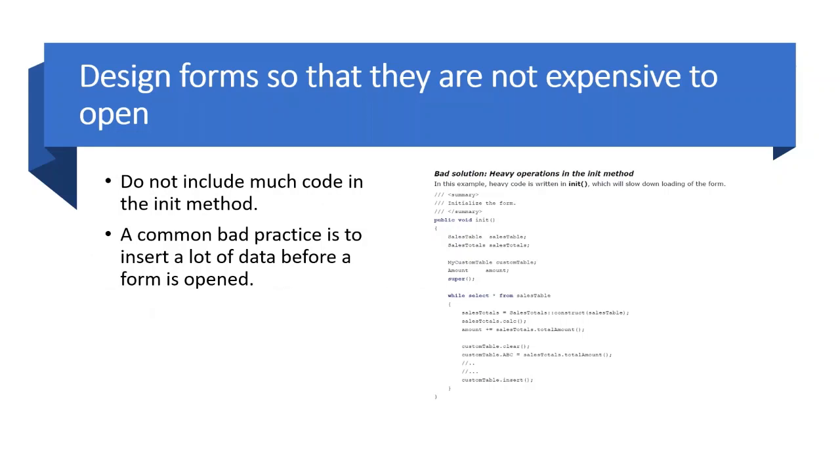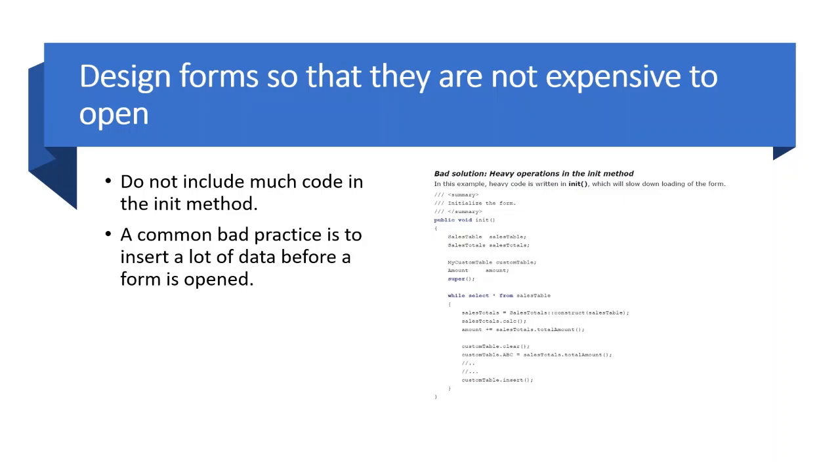Design forms so that they are not expensive to open. As I already told you in my presentation a few times, the best way to code anything is table and classes. But sometimes you have to design on forms, and some forms take a very long time to load. Why? Because there is too much code in the init method. So if you see the example which I provided on the right hand side, in the init method we are declaring the local variables for sales table and sales total. And there is a custom table called my custom table.